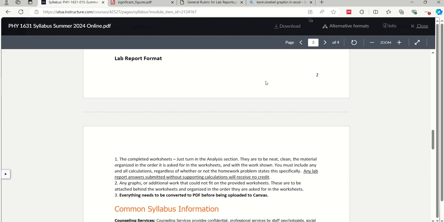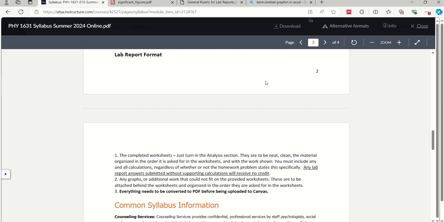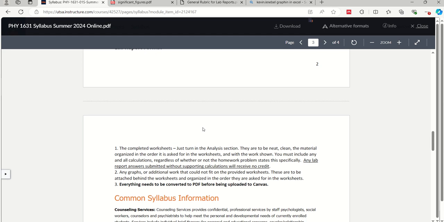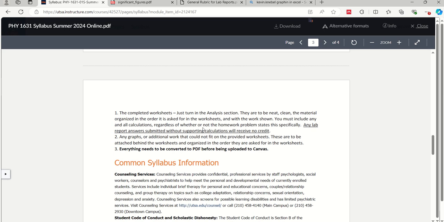And then lab reports. This is a lab report format. I have a document that's more detailed, but essentially the main thing to take from this is you have to show your work to receive credit. Any lab report with the answers submitted without supporting calculations will receive 0 credit. So you have to show work to receive credit. You have to include your graphs and additional work. Please try to keep it in one PDF. Don't attach multiple files. And everything must be submitted as PDF.